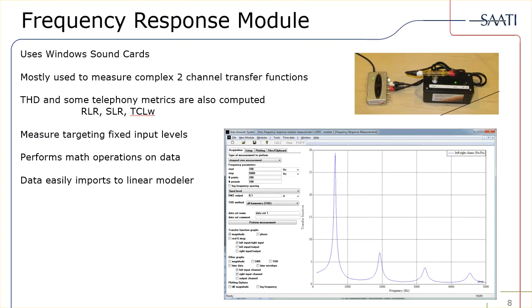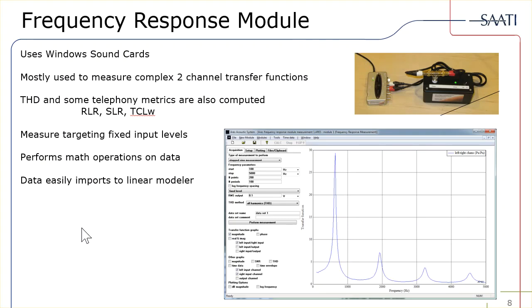The frequency response module uses Windows sound cards to perform 2-channel transfer function measurements. Since it uses just standard Windows sound cards, it's very inexpensive. There's very little additional hardware you need to buy. This picture is showing an external USB sound card that's connected to a calibrator. The calibrator allows you to get calibrated inputs from your sound card.